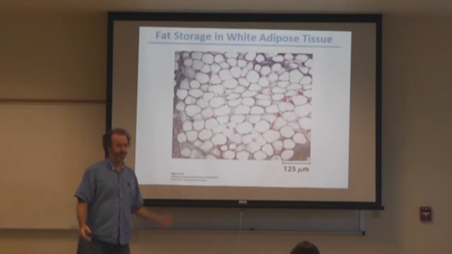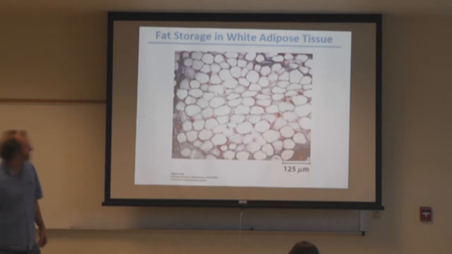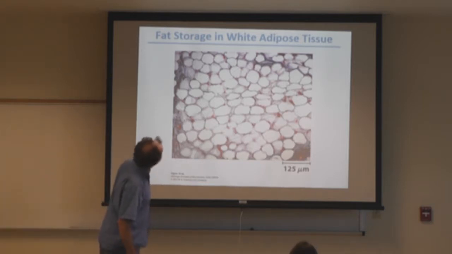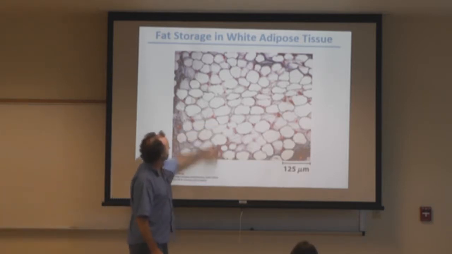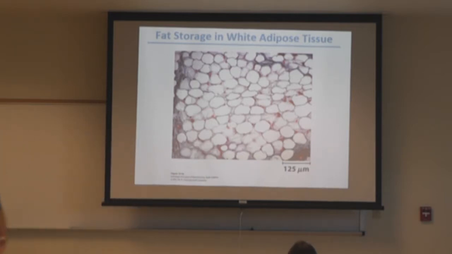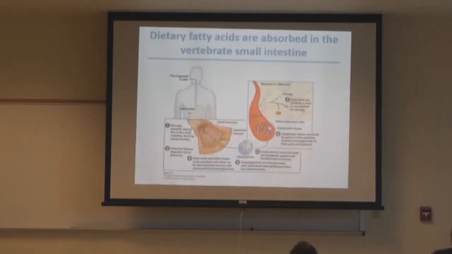I think you can see. I don't know how they stain these. These are probably just the nuclei. But brown fat is going to have a lot more mitochondria, which will have iron and stuff in there, making it brown. Or myoglobin also makes it brown, right?